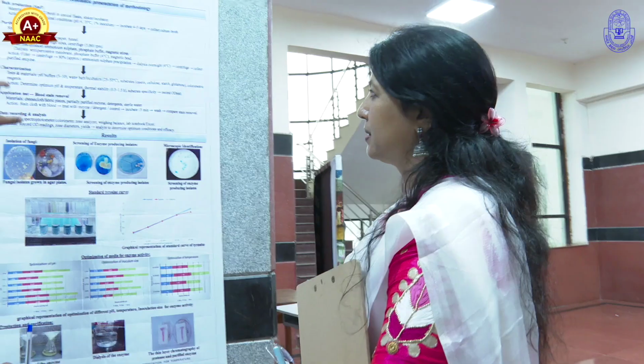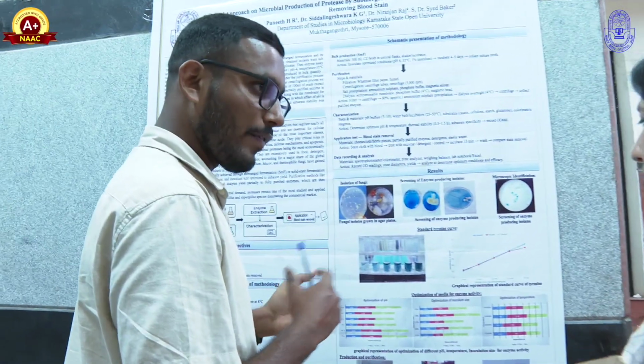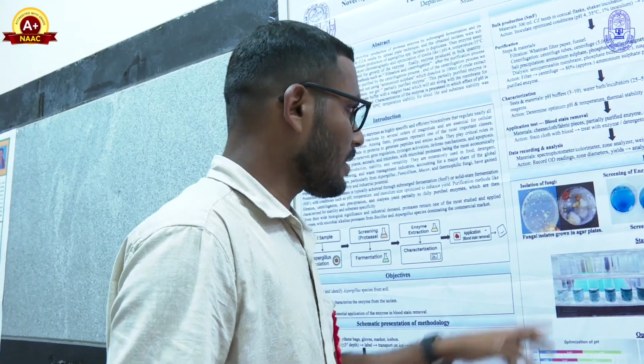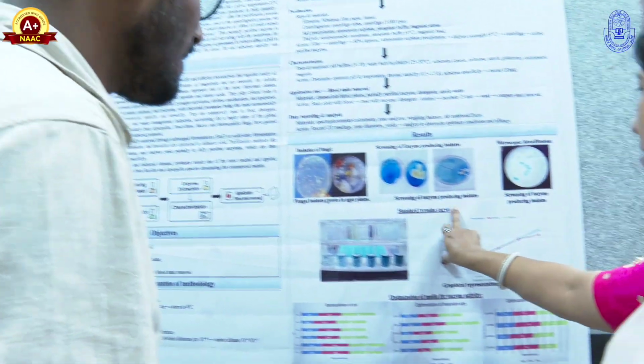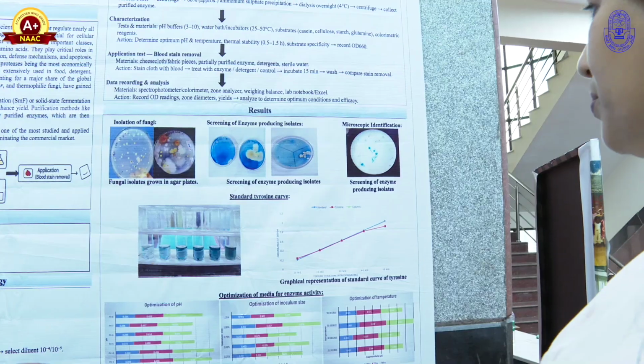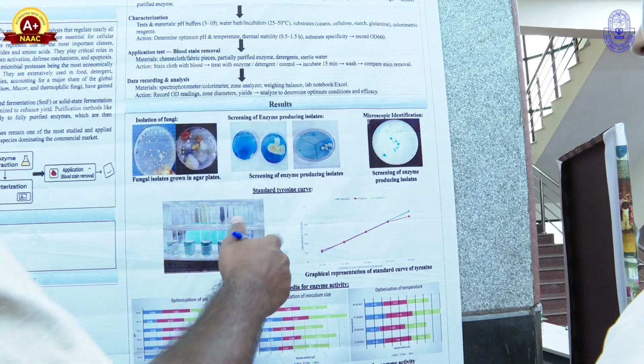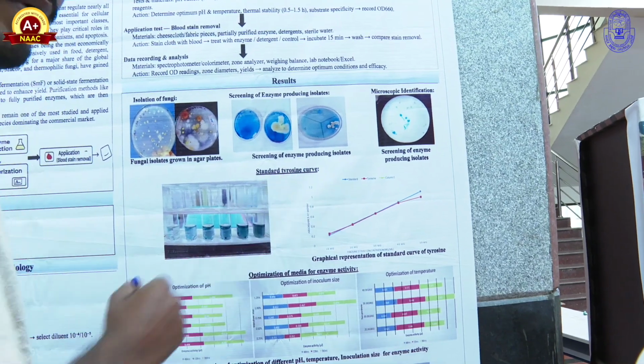We check that the blood stain will be removed, and how efficiently, which is the major role we can check. This is the standard, this is the bed, and this is how you screen. This is an example, and this is the curve. We know how protein is broken down by this zone curve.